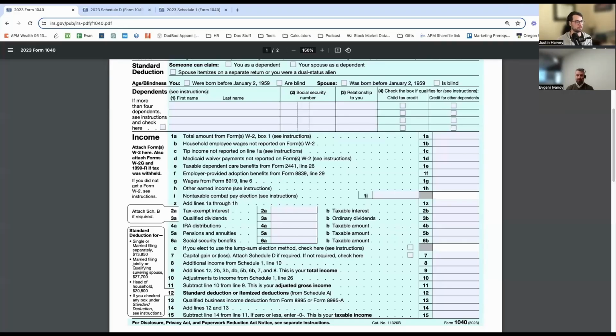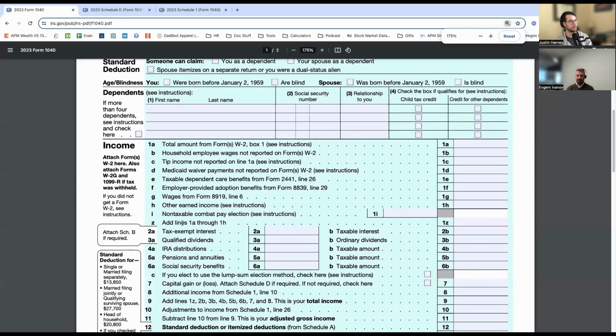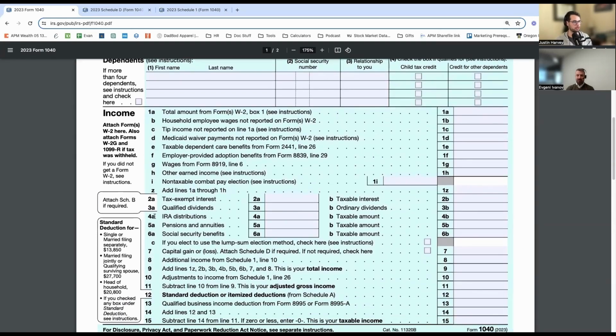So I'm going to flip over to the Form 1040. And the first I want to point out is line 4 on the 1040. So the 1040 is the main form for a personal income tax return, and I'm looking at the 2023 form here. For IRA distributions, line 4A and 4B, one of the classic opportunities for our physician clients is the backdoor Roth IRA contribution.